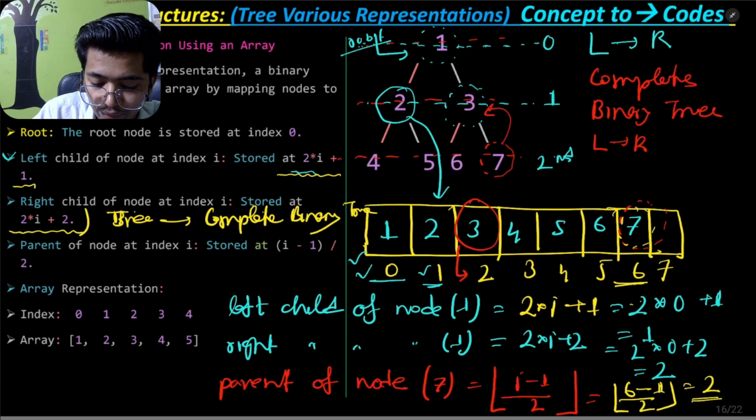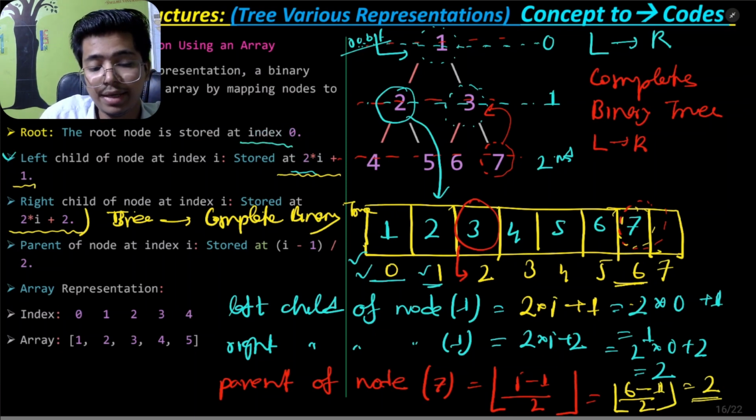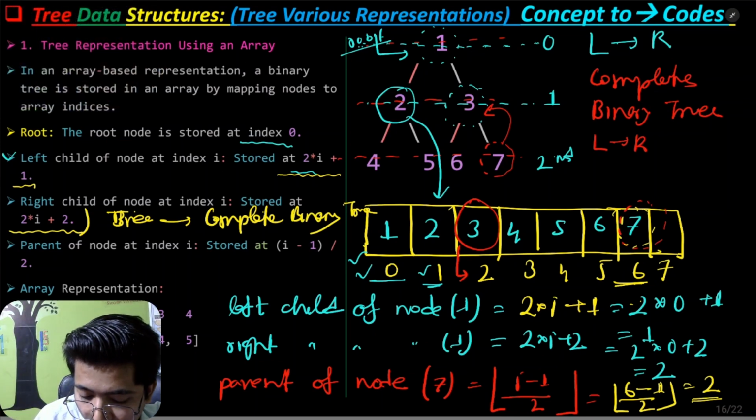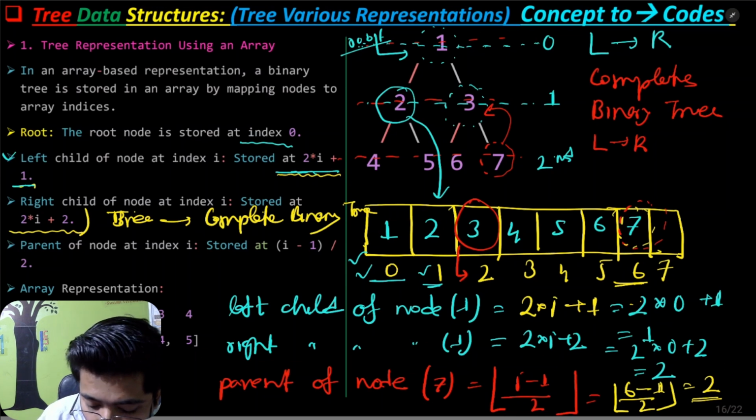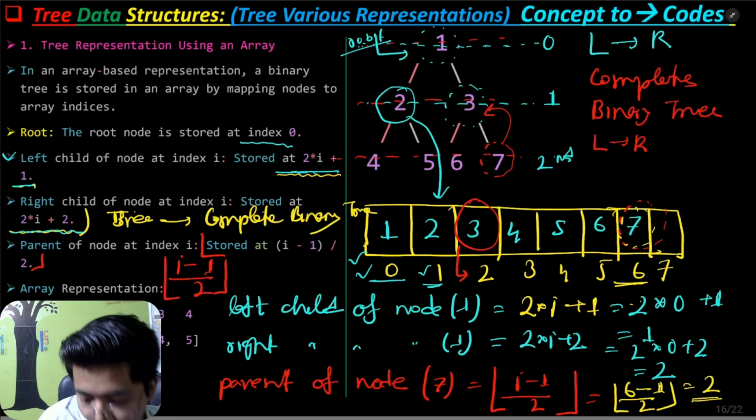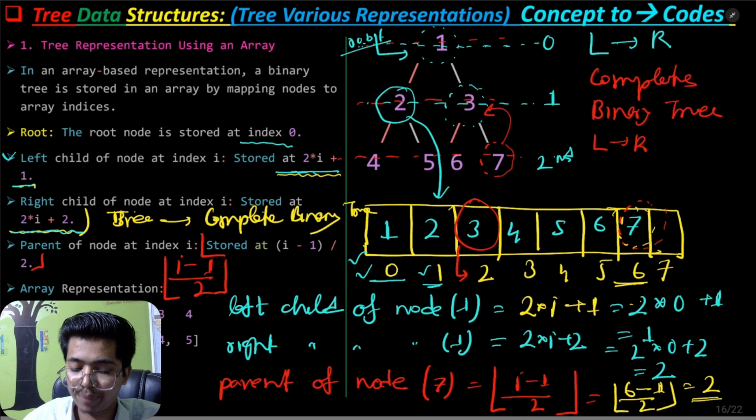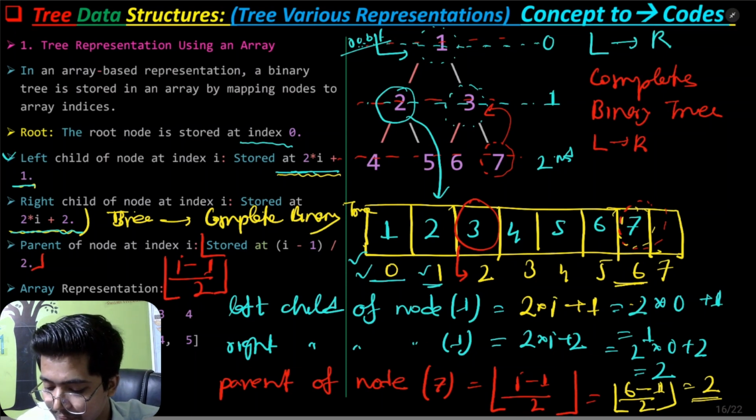So we always have to keep in mind these important formulas. The root is always stored at index 0. The left child is stored at index 2 star I plus 1, and the right child is stored at index 2 star I plus 2. And the parent of any index is stored at I minus 1 by 2, and we have to take the floor value of it. So that is a recap of how we represent the entire tree in an array structure.